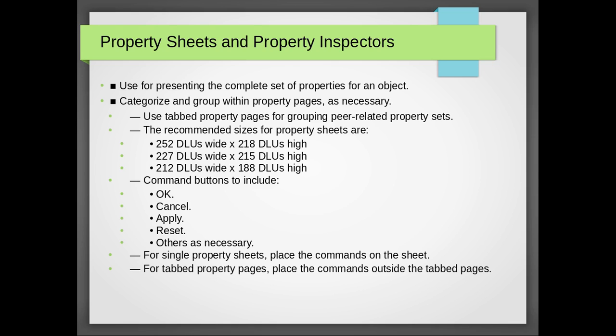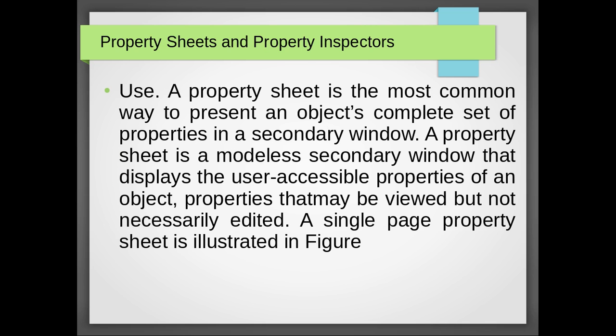The recommended size for property sheets is 252 DLUs, dialog units, wide by 218 DLUs high, as given. Command buttons to include are OK, cancel, apply, reset, and others as necessary. For single property sheets, place the commands on the sheet. For tabbed property pages, place the commands outside the tabbed pages.